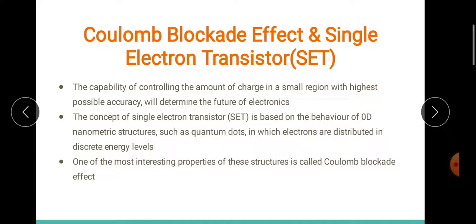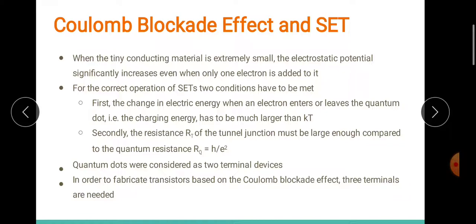That's what. Now, as we have already seen in the case of the Coulomb blockade effect, if you want SETs to have a proper operation, we need them to follow 2 basic conditions. First, the change in the electrical energy when an electron enters or leaves a quantum dot must be much larger than kT, Boltzmann constant times temperature, which in terms of capacitance means C must be very much less than e squared by kT. If you remember, we came across this condition when we were discussing the Coulomb blockade effect. So what do we need? We must ensure that the change in the electron's energy is much larger than kT.